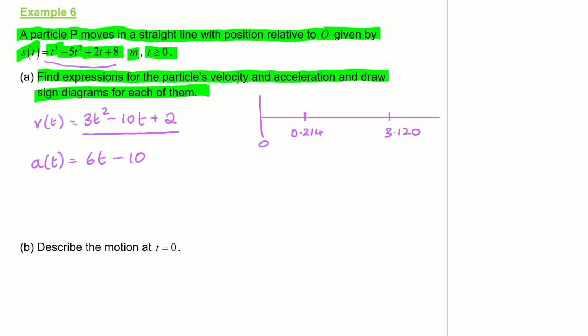Now initially we can see when t is 0 the velocity would be 2, so it would be travelling in a positive direction here, then it's going to be a negative direction here, and then it will be positive again here.